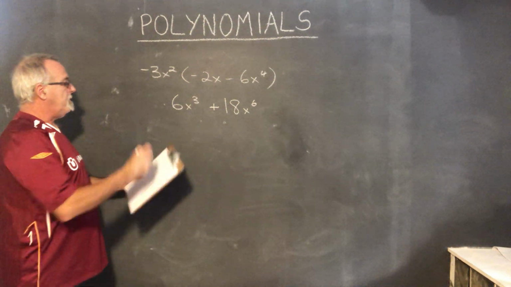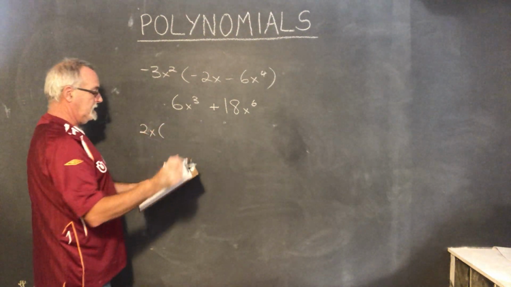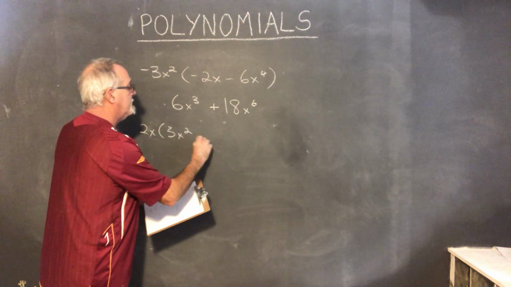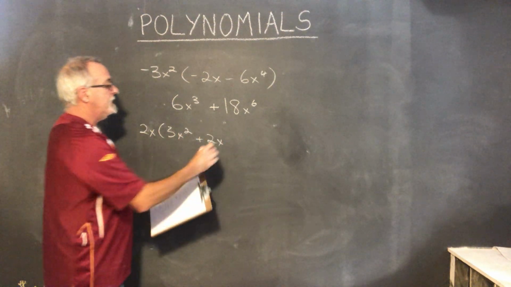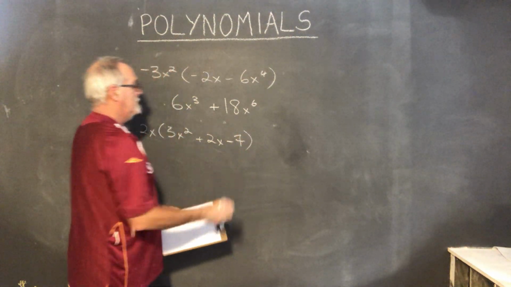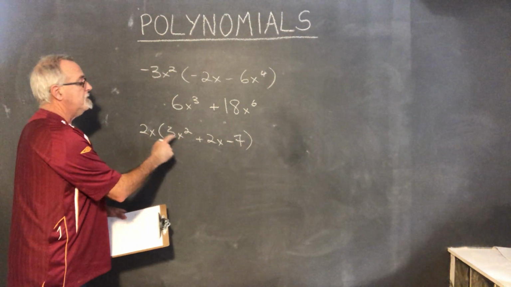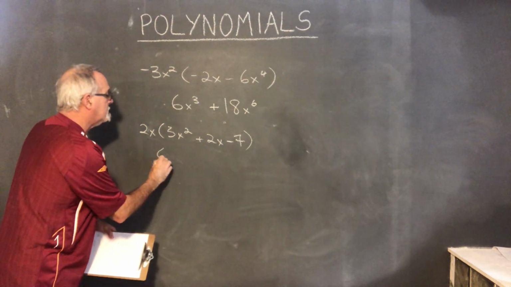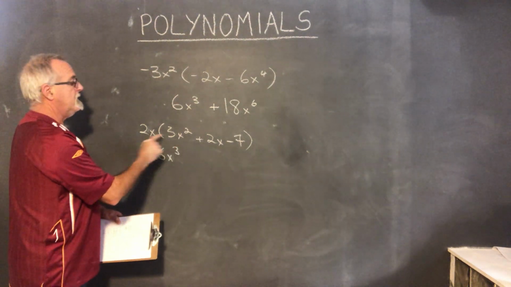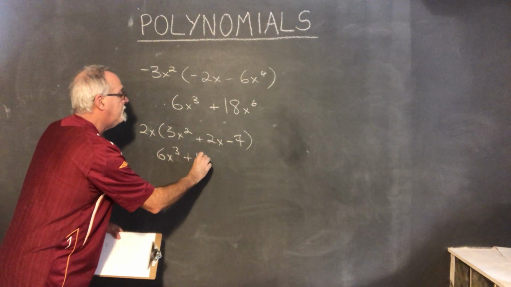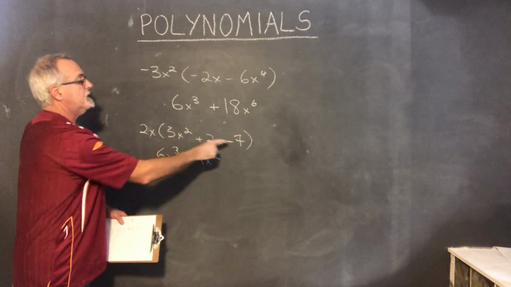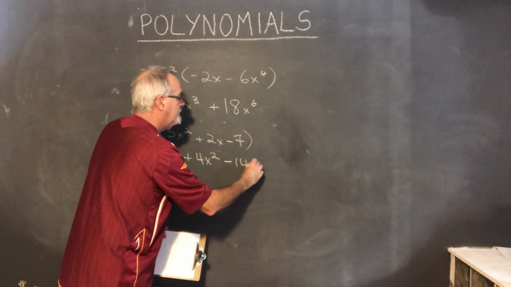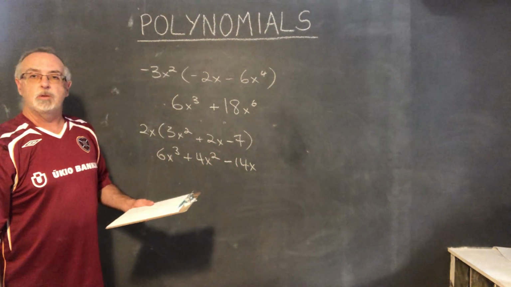That's a good one. How about this? 2x times a trinomial: 3x squared plus 2x minus 7. We're doing the same thing. 2x is multiplied by each of these things in the contents of the bracket. 2x times 3x squared is 6x cubed. 2x times 2x, that's plus 4x squared. 2x times negative 7, that's going to give minus 14x. We can do this. I knew we could do this. It was just a review.